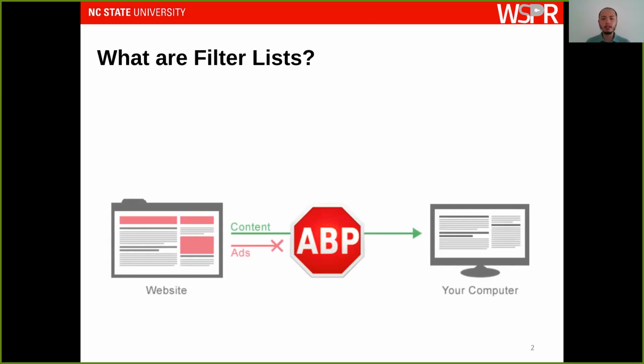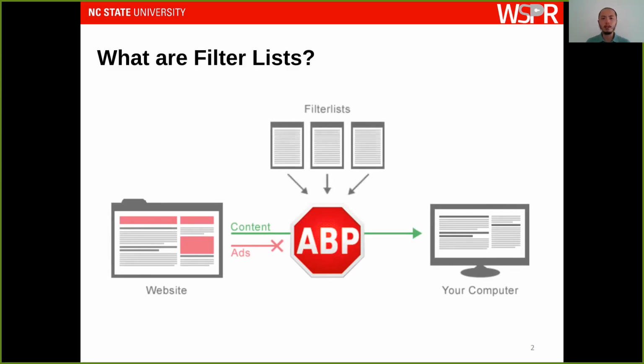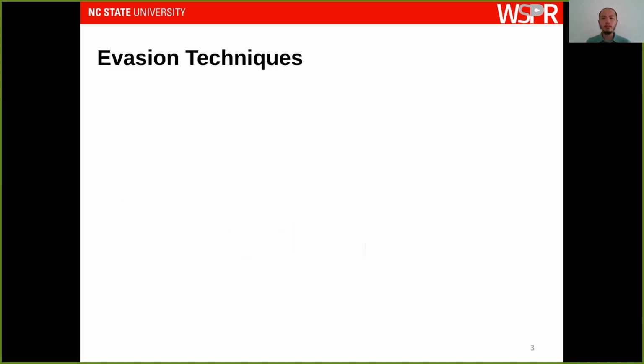But behind the scenes, how do browser extensions such as AdBlock Plus know which resources to block? Well, it turns out that they rely on a set of filter lists, which are basically crowdsourced blacklists over the domains and URLs that are known to serve privacy-harming content. But such filter list-based blocking is prone to simple evasion attacks from the web trackers.